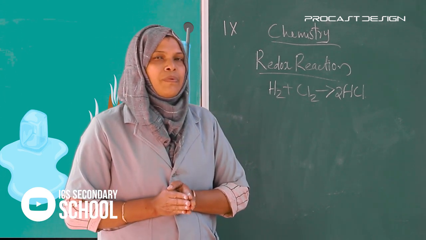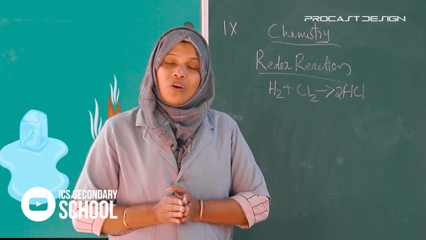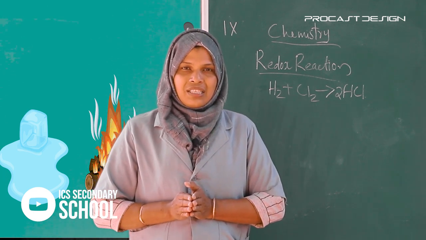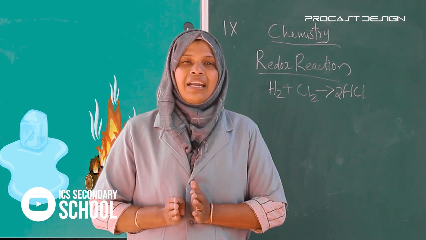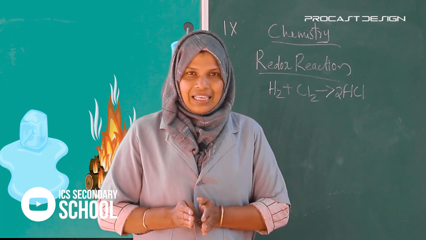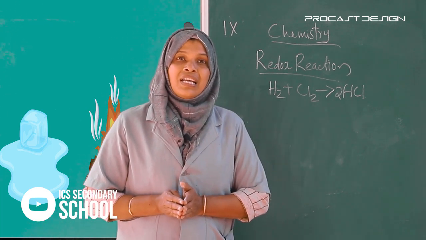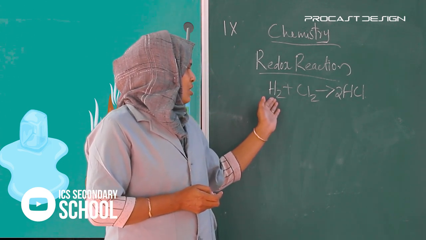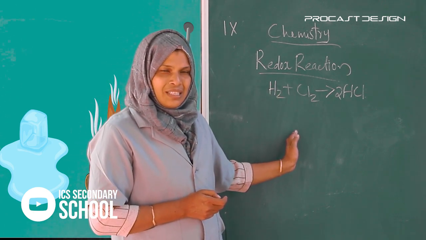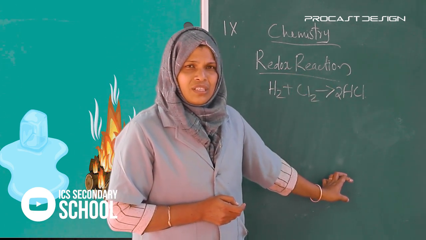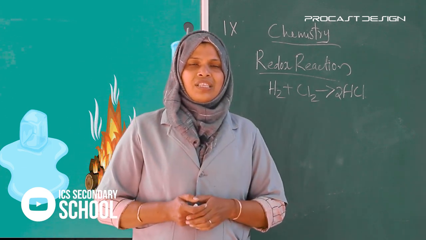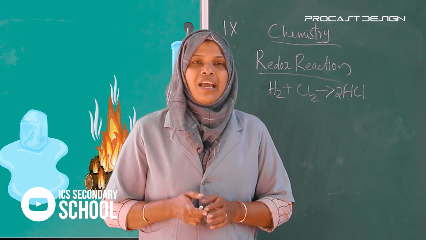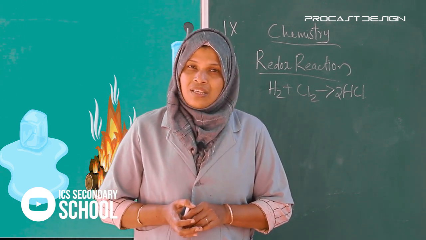This type of reaction is known as a redox reaction. When oxidation and reduction take place simultaneously, those reactions are known as redox reactions. Here hydrogen is oxidized and chlorine gets reduced. These two types of reaction occur simultaneously in a chemical reaction, and those reactions are known as redox reactions.